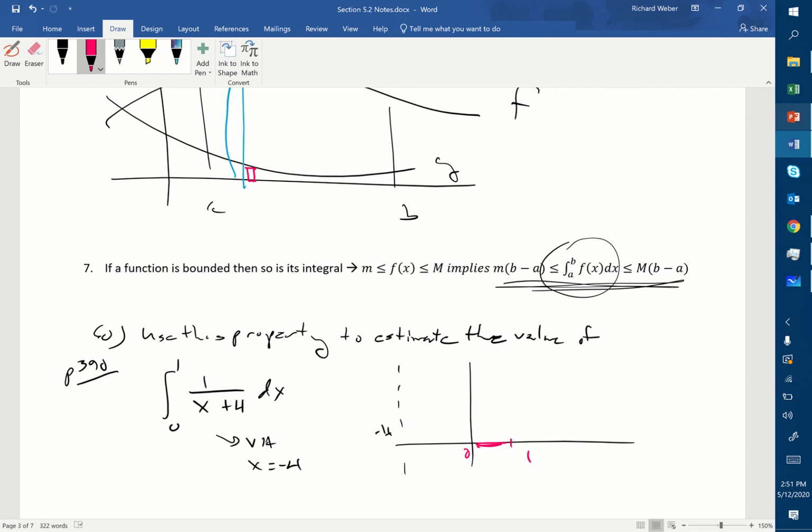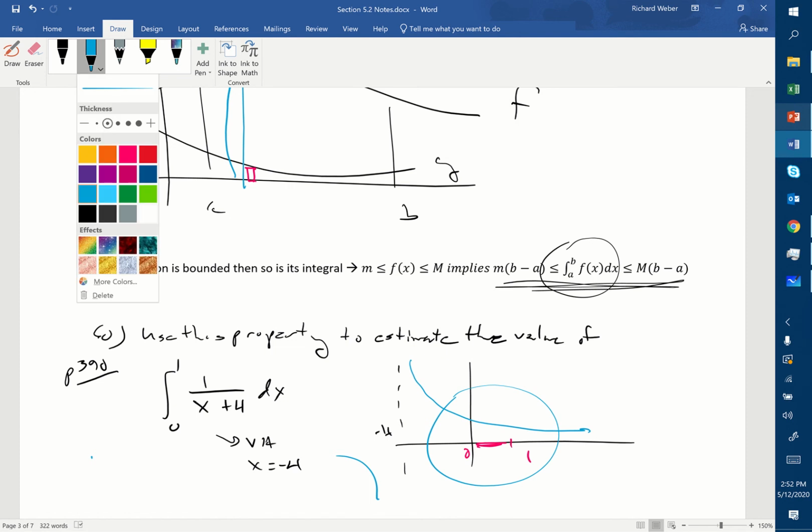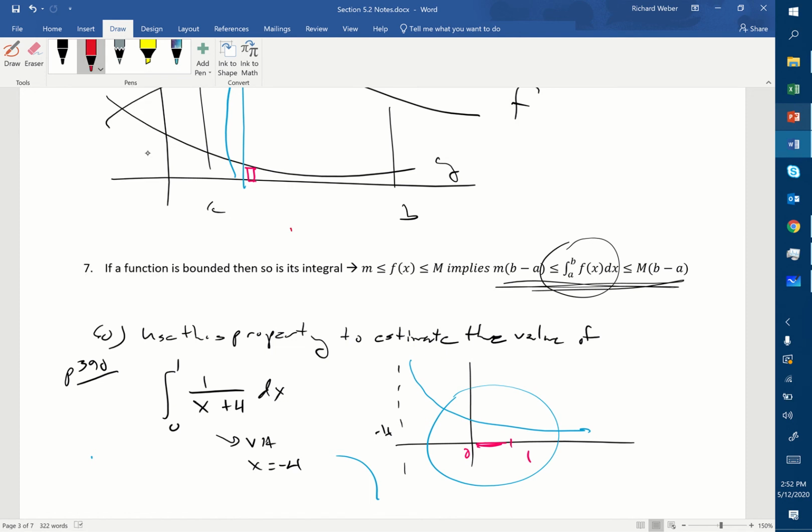So what is this function really doing? If you know what it's doing, then you're in great shape, because this function swoops down like this. It also has a piece over here, but we're interested in this picture right there. What we're about to say is this is the highest this function is. Which function? The function f of x is 1 over x plus 4. Did I not make that clear? I apologize. That's your integrand, the function we're dealing with. So the highest it is right there, and the lowest it is right there. And those values are easy to compute.